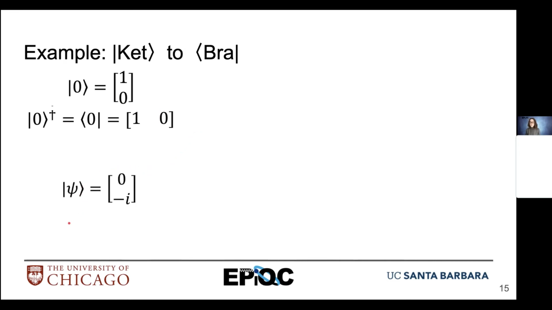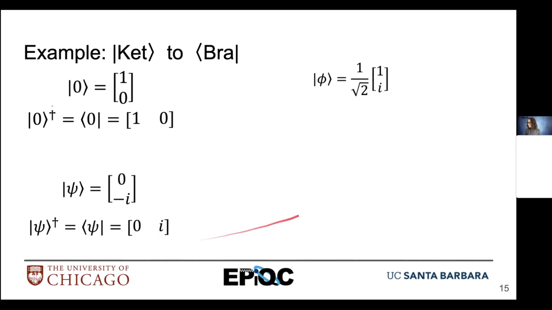Now we have a little bit more of a complex state here, because we have imaginary numbers. So here we have ket psi, which is going to be 0, -i. And we want to find the bra notation of that. So this is going to be equal to this row vector 0 and then i. So we took the transpose and the complex conjugate to get the following.